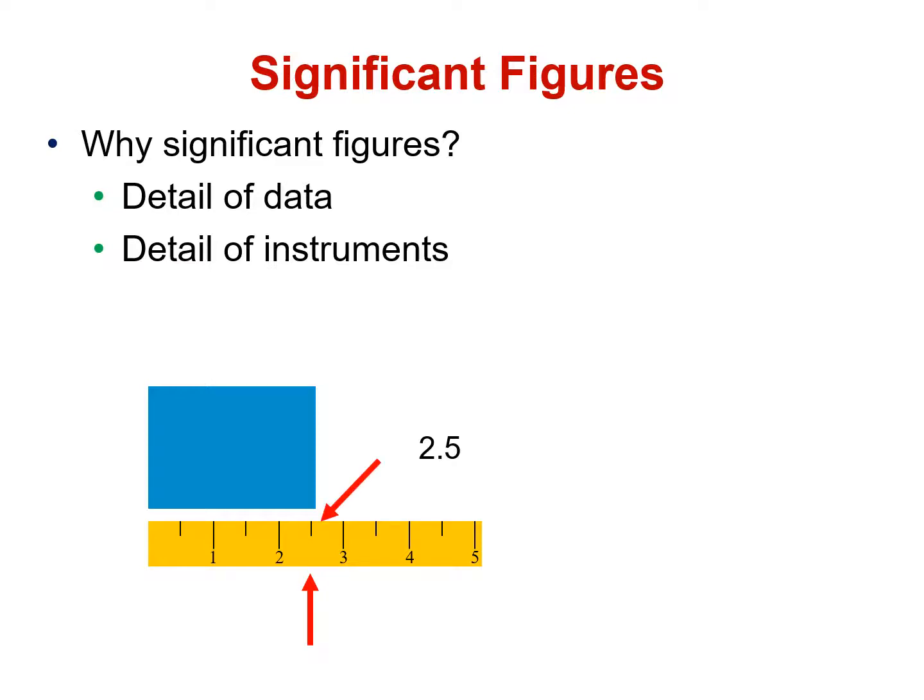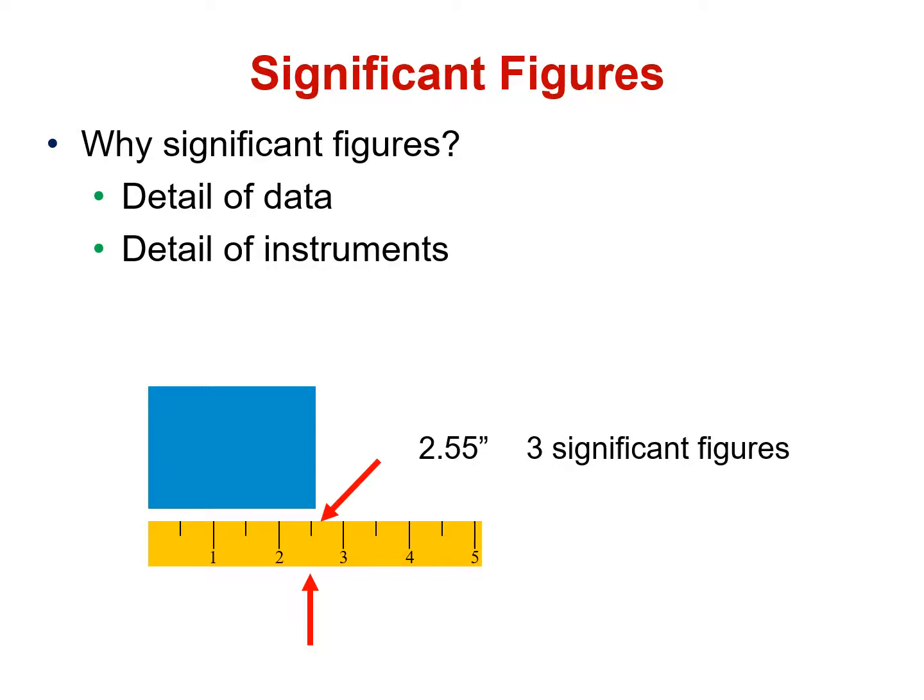So what are we going to do? Well, just like last time, we're going to guess. We have to make an estimate. And now I'm going to say that this extra little bit is going to fall somewhere between 0.5 inches and 0.6 inches. So I'm going to add an additional 5 to my number, making my final measured value 2.55 inches, which is 3 significant figures.